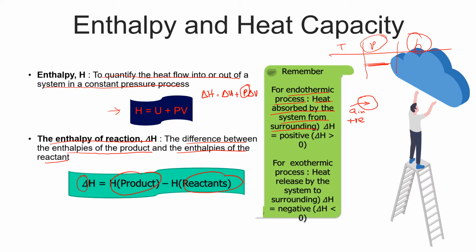Kalau exothermic process, dia adalah heat release by the system to the surrounding. So awak ada sistem, bila heat to release to the surrounding kan, macam awak belajar dekat chapter 3 sebelum ni, so dia akan jadi Q out. So bila Q out dia akan dapat negatif. So bila negatif, that means delta H adalah lagi kecil daripada 0. So bila delta H lagi kecil daripada 0, this is called as a exothermic process.